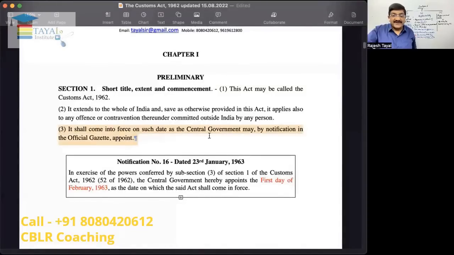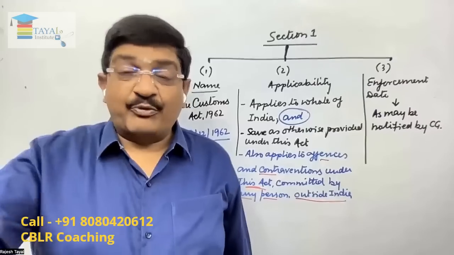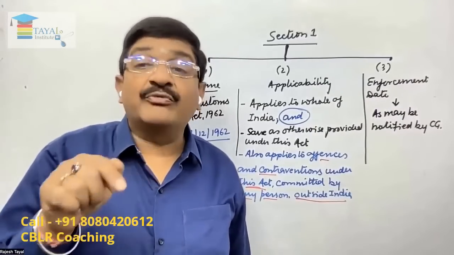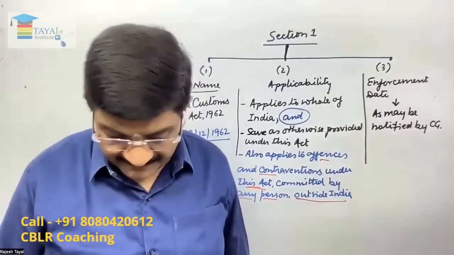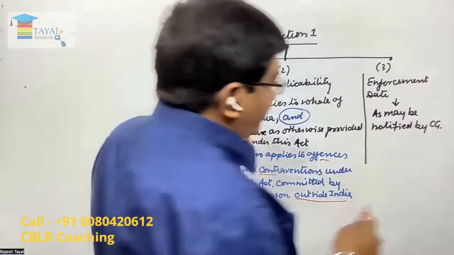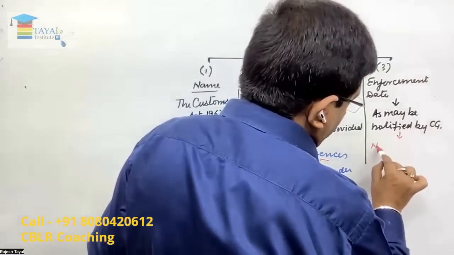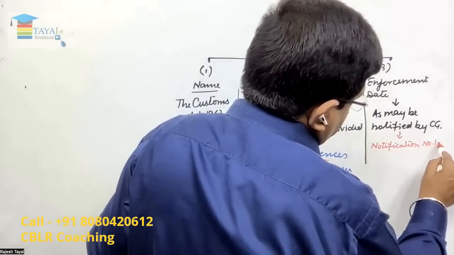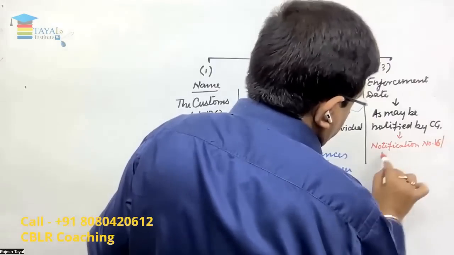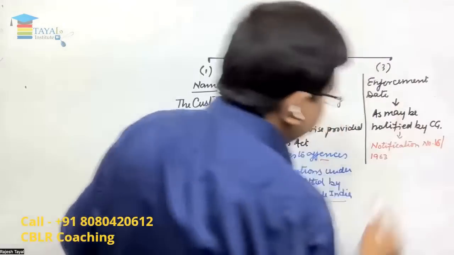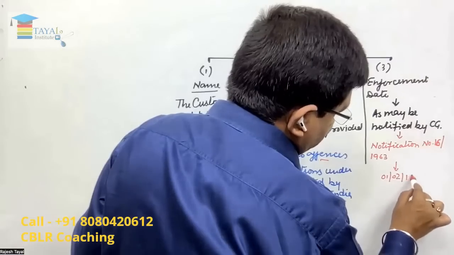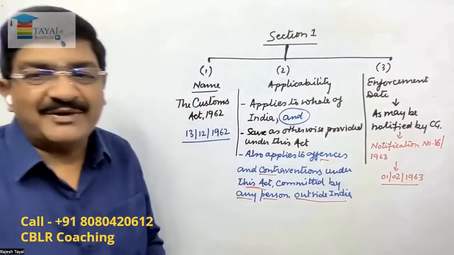It shall come into force on such a date as the central government may, by notification in the official gazette, appoint, meaning fix. So when do the provisions become applicable? On the date appointed by the government. How is that date appointed? By way of notification, and the notification shall be published in the official gazette. For that purpose, there was notification number 16 of 1963. It said the provisions are applicable with effect from 01/02/1963. From 1st February 1963, provisions became applicable.